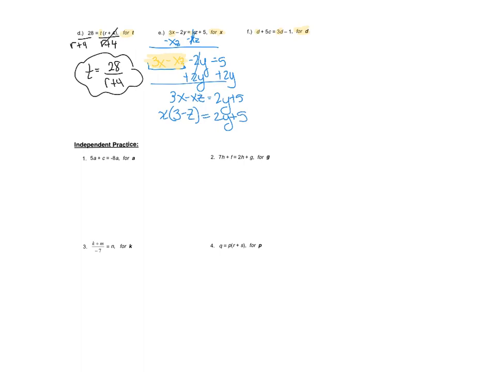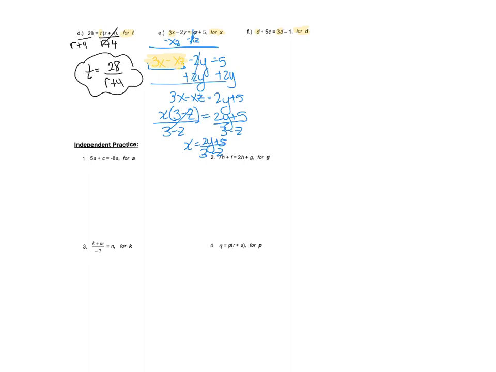So now, to get rid of the 3 minus z, since it's being multiplied to x, I can just divide both sides by 3 minus z. And so my final answer is x equals 2y plus 5 over 3 minus z.